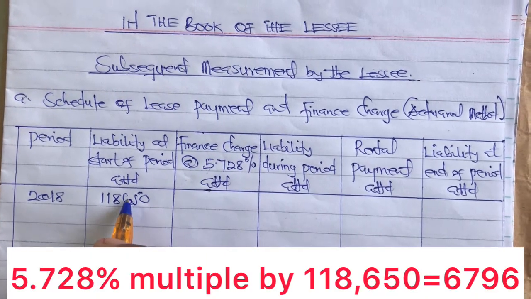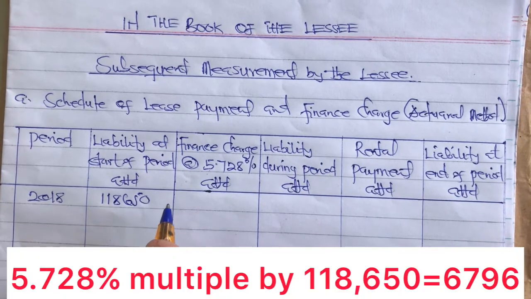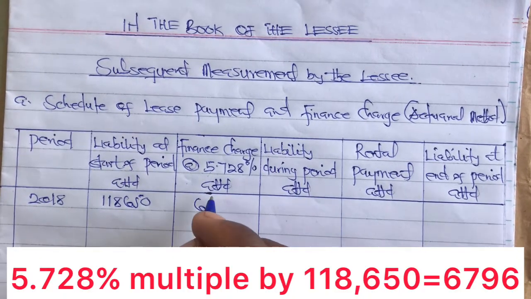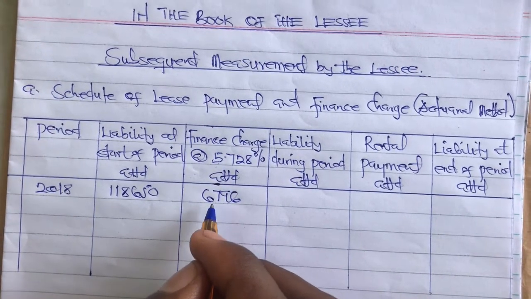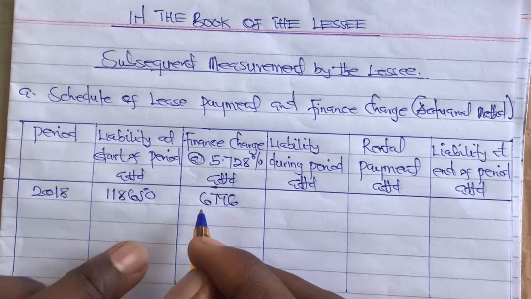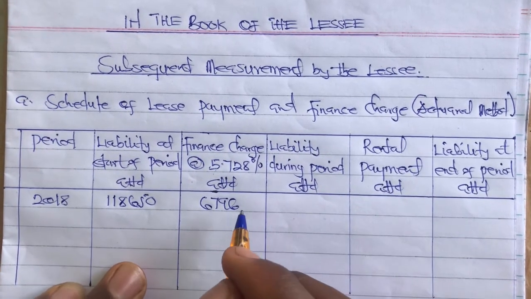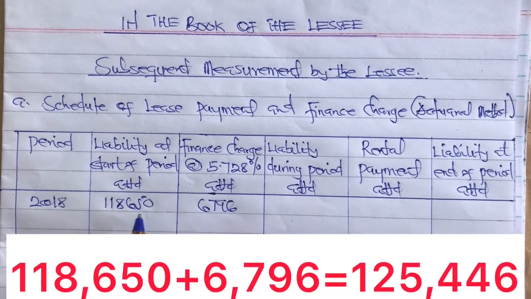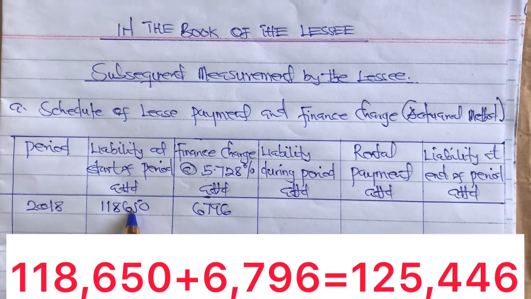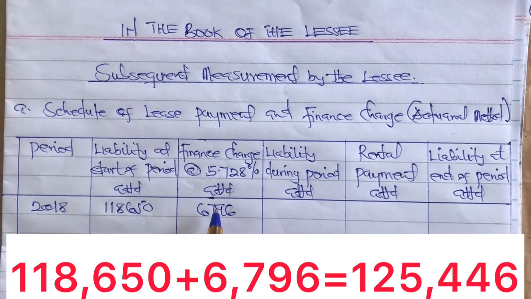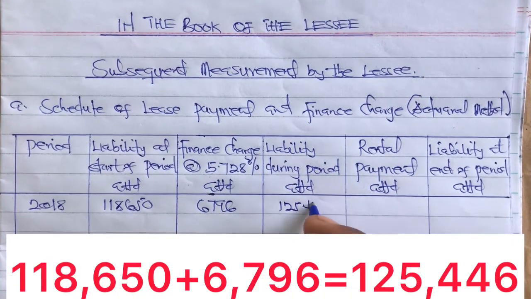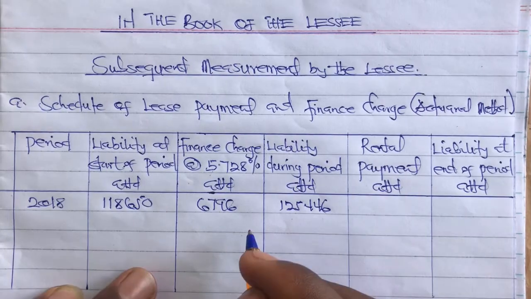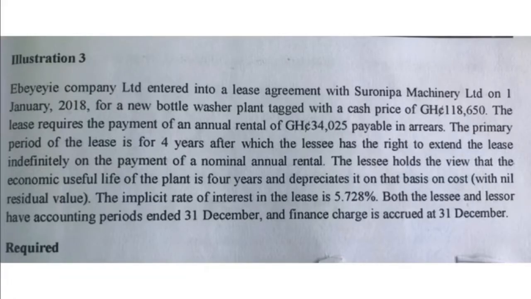So we are going to determine the finance charge by applying the interest rate implicit in the lease on the liability at the start of the period, and that is going to give us 6,796. I'm rounding this number to the nearest whole number. To determine the liability during the period, we add the liability at the beginning of the period to the finance charge, and that is going to give us 125,446.